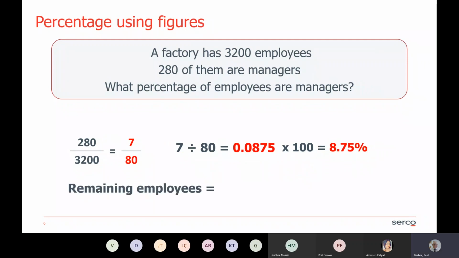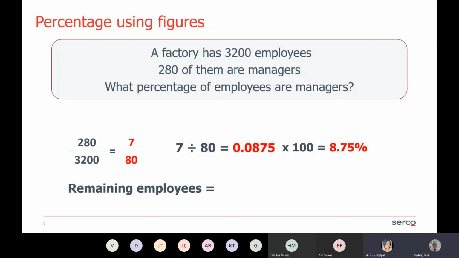You could be asked then, just out of interest, what percentage of the remaining employees, therefore, aren't managers? Can anybody think of, and maybe suggest in the chat, a quick way that we can work that out? We could go down the fractions route and dividing, but there's a quick way we can work out what the remaining employees are as a percentage. Is anybody giving us that in the chat, Eamon? Sorry, I was on mute. No, nothing just yet. Nothing just yet? I'll give you a minute.